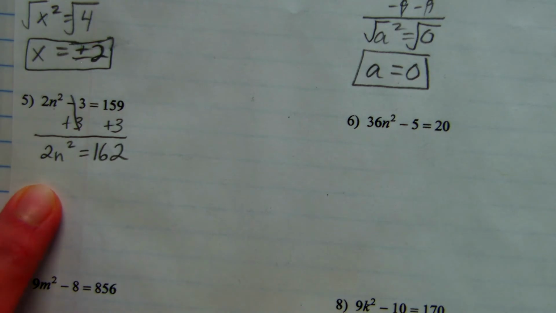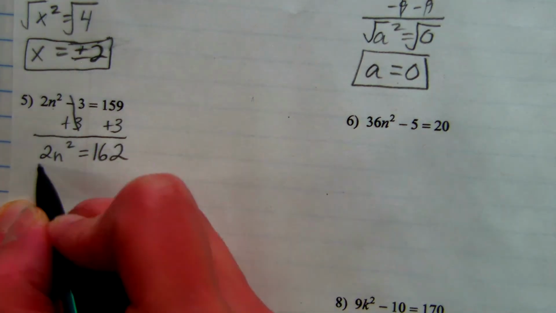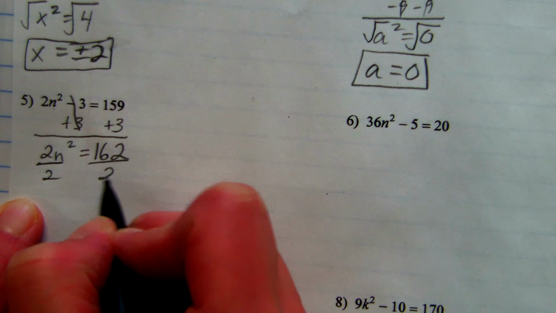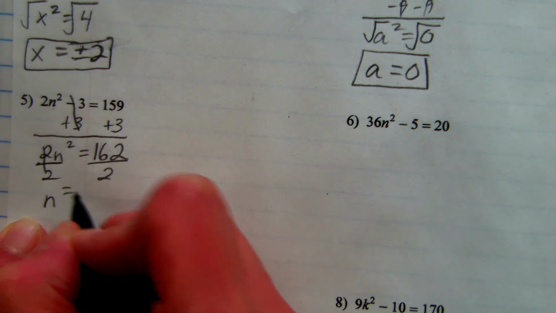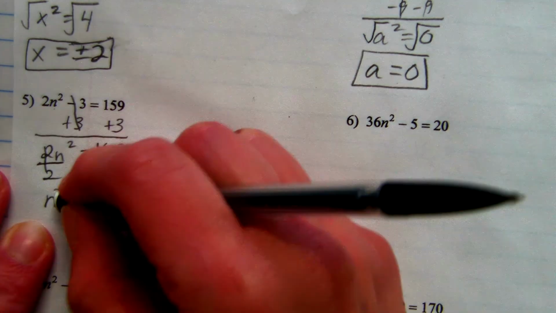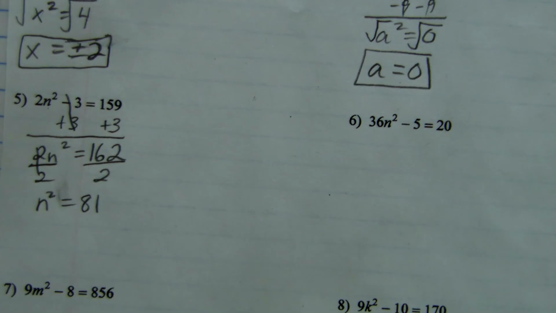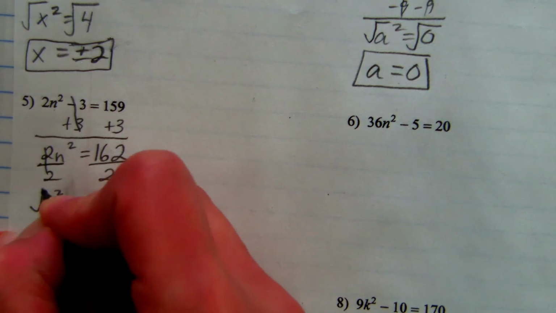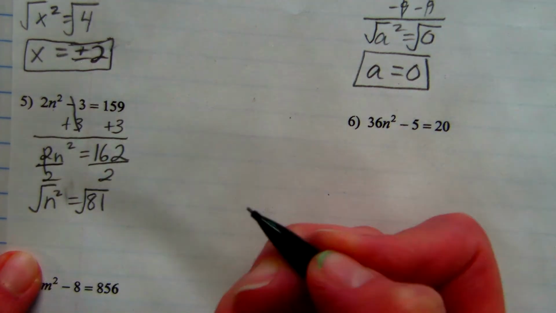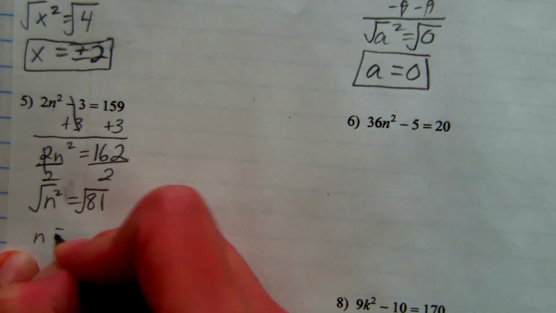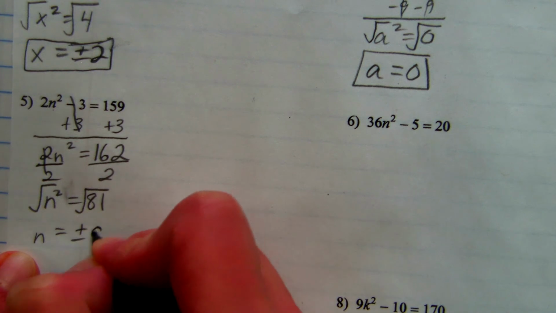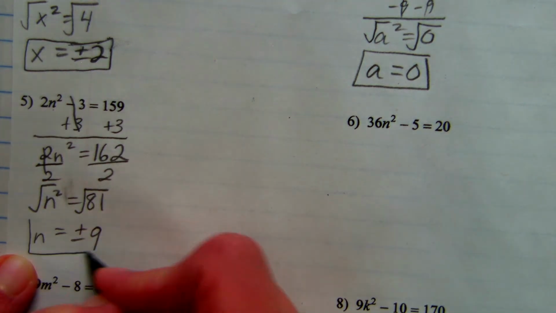And then what do we do? Divide by 2. And I'll get n squared equals 81. Am I done? No. The very last step is to get rid of the squared by square rooting both sides and get plus or minus 9.